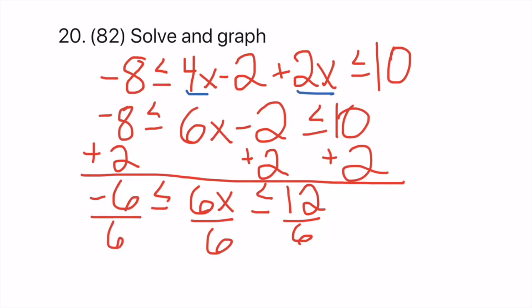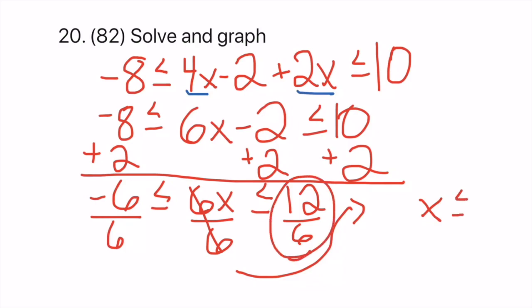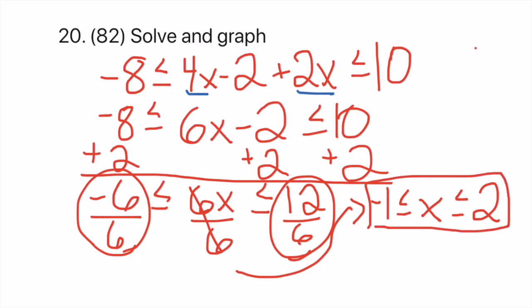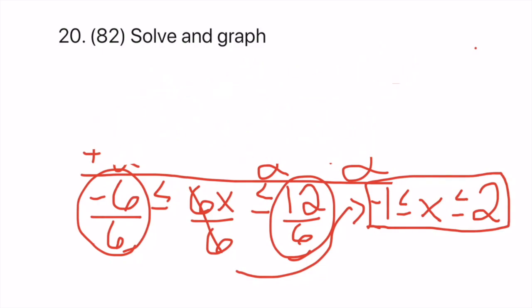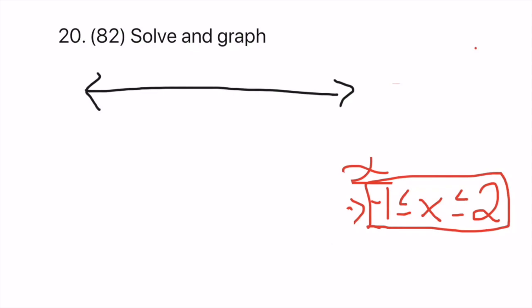So I am left with, I'm going to write it right over here so I have plenty of room. In the middle is just x because our 6 is canceled. And on the right, 12 divided by 6 gives me 2. And on the left, negative 6 divided by 6 is negative 1. So there is part of my answer, but I also have to graph this. So let me erase some of this to make room for a graph. Okay, so I know I need to have a negative 1, 0, and there's my 2.